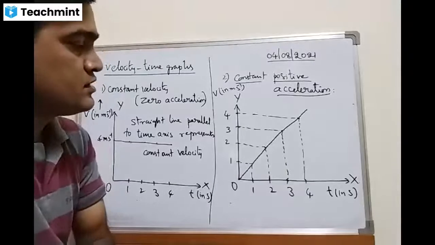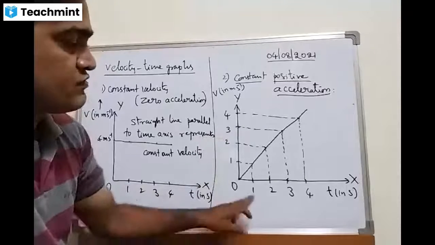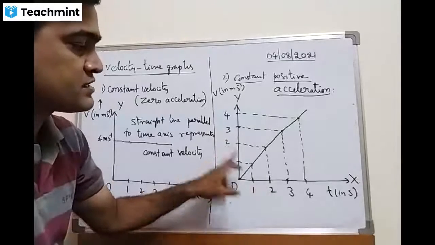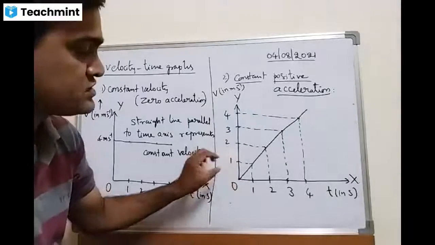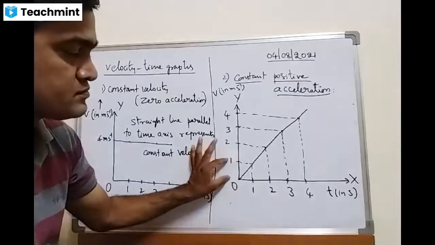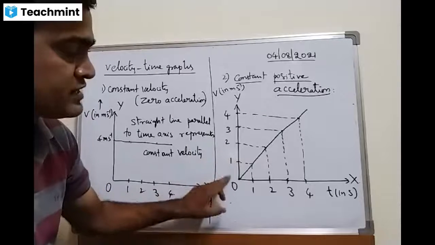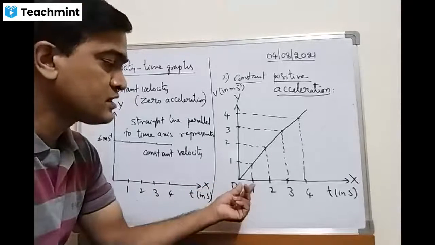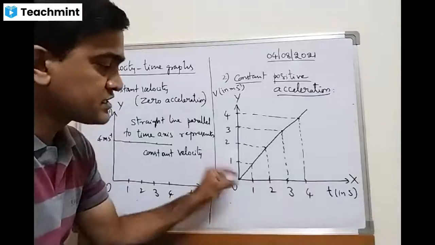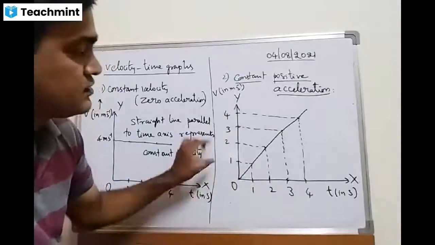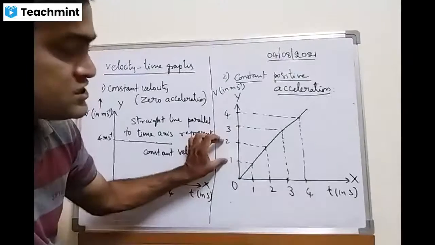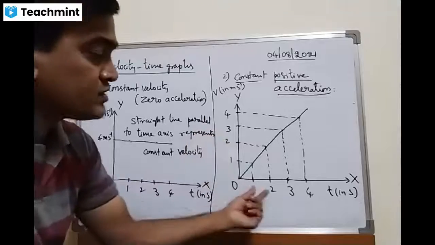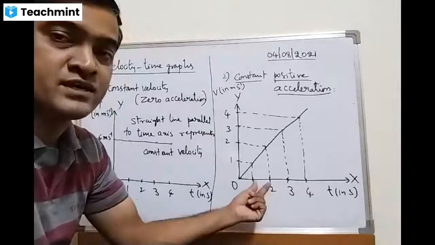Why? Because if you look at the values, for 1 second the velocity of the particle is 1 meter per second. For 2 seconds, the velocity is 2 meters per second. What is the change in velocity? 1 minus 0 is 1 meter per second, for a duration of 1 second. Similarly, from 1 to 2, the change in velocity is again 1 meter per second, and the duration is again 1 second.